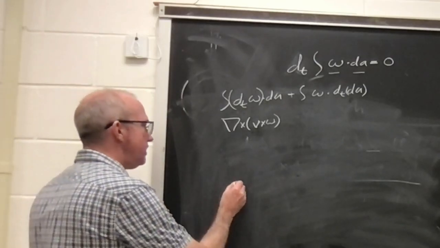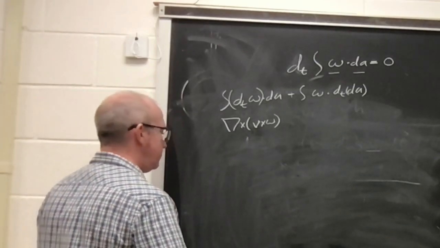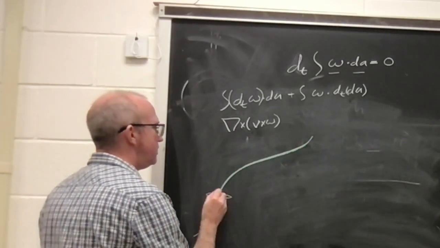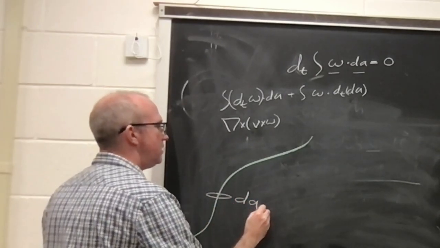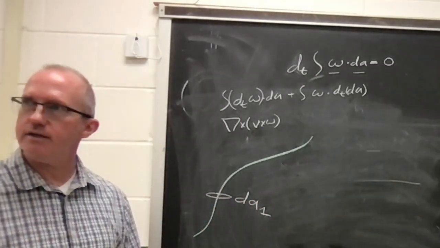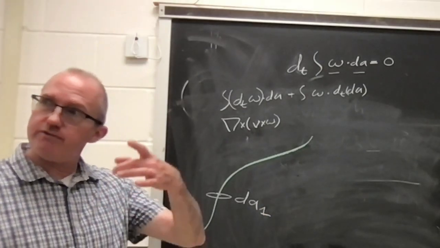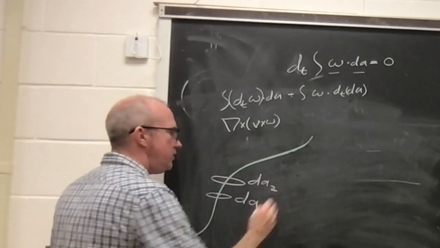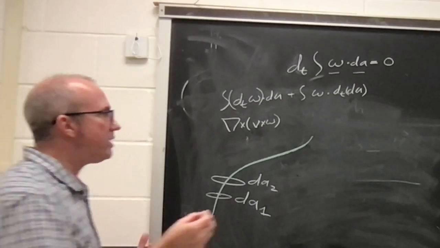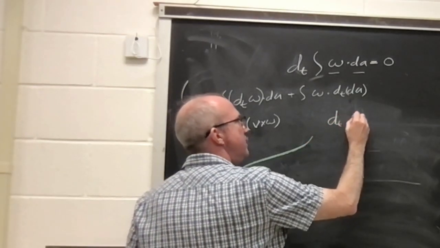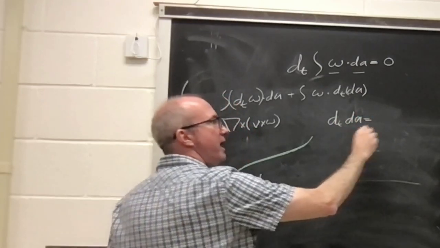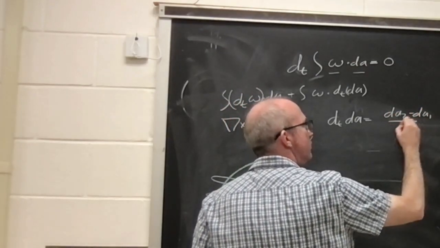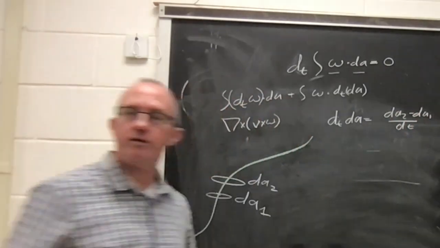So what does this look like? I have some vortex line, and I have some dA1 here. That dA is then carried by the fluid to some new position, dA2. And what I want to know is, what is d by dt of dA? So we know that from calculus, this is just dA2 minus dA1 over dt, whatever dt happens to be.